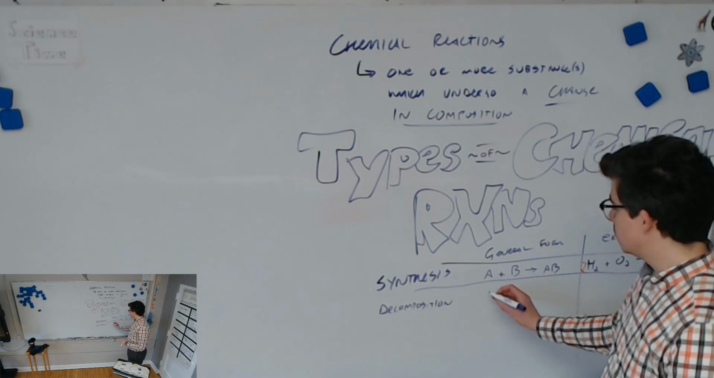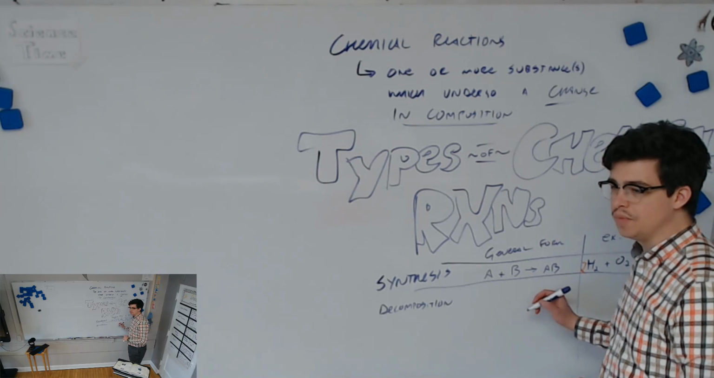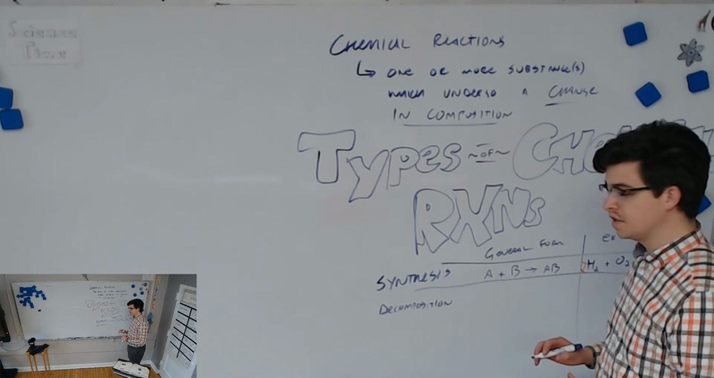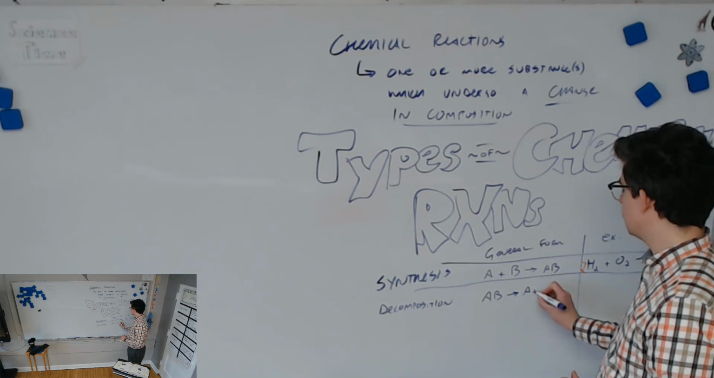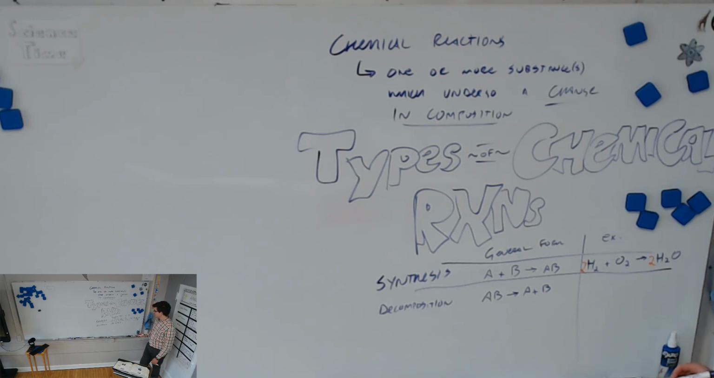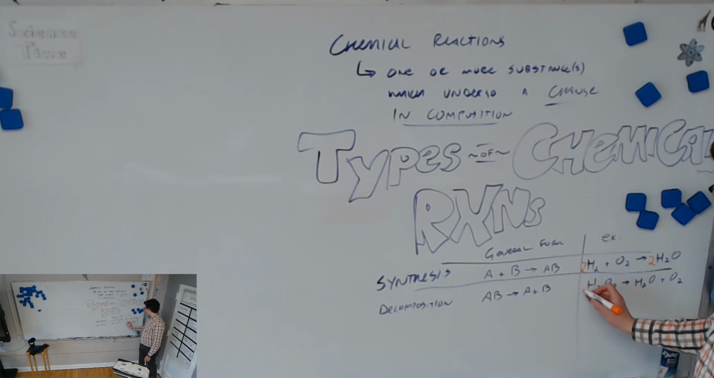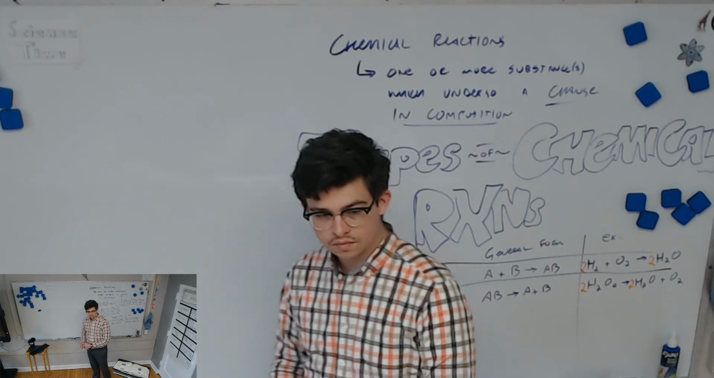Hydrogen peroxide. So in this case, if synthesis was A plus B yields AB, what do you think decomposition might be? AB yields A plus B. It's almost like the reverse of a synthesis reaction. In this case, we're just going to use the example we had a second ago because it was decomposition. H2O2 yields H2O plus O2. Once again, that wasn't balanced. We balanced it the same way that we balanced it before, and we get a balanced reaction.